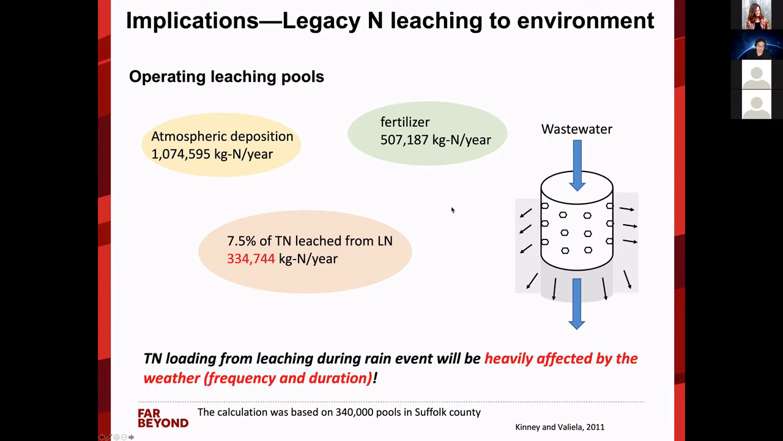And here I want to point out, this number is really a rough estimate, and the actual TN loading from our current leaching pools is heavily dependent on the weather condition. So if we have more rainfall, or the frequency and duration increases, we would expect to see more nitrogen leached out from those systems.